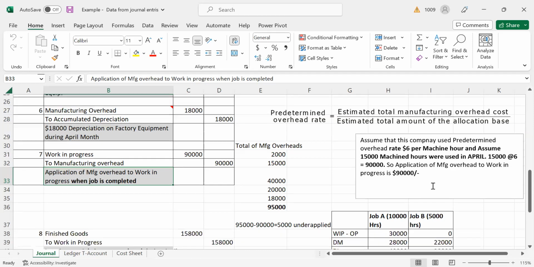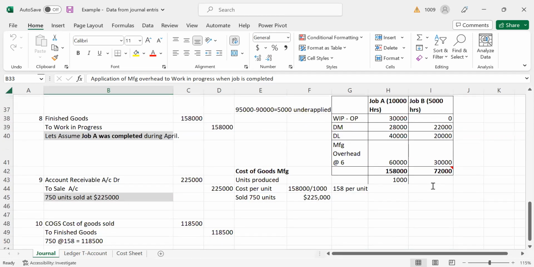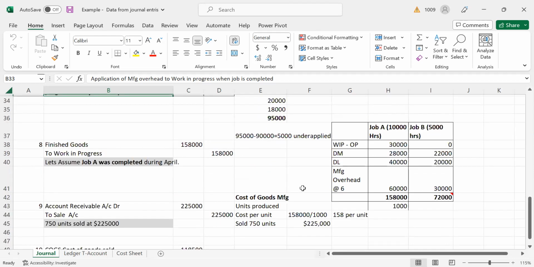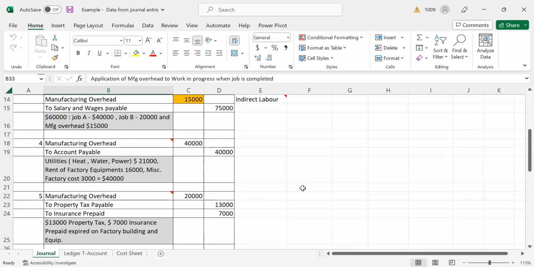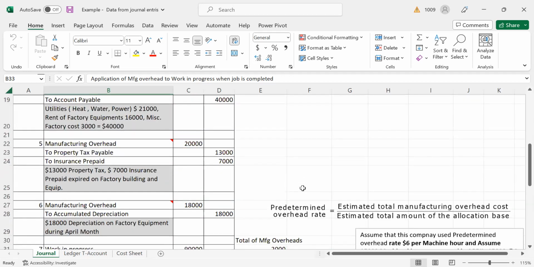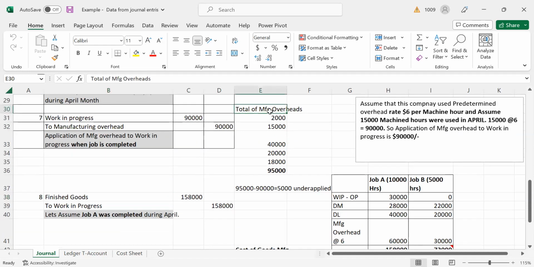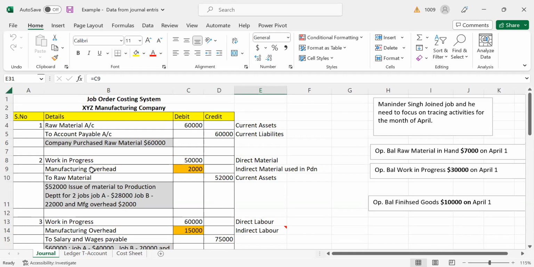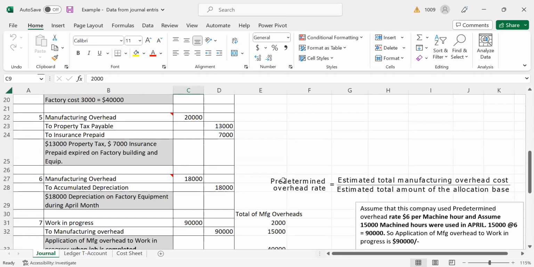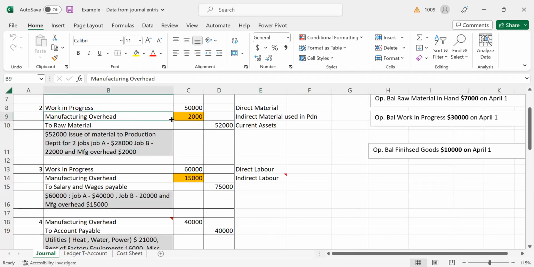Now you can see that. Look at this. We have total manufacturing overheads here. We have found manufacturing overhead of 2,000. Now we are going to calculate only the overheads. What are the overheads? 2,000 is the overhead at the beginning. Then manufacturing overhead is 15,000.